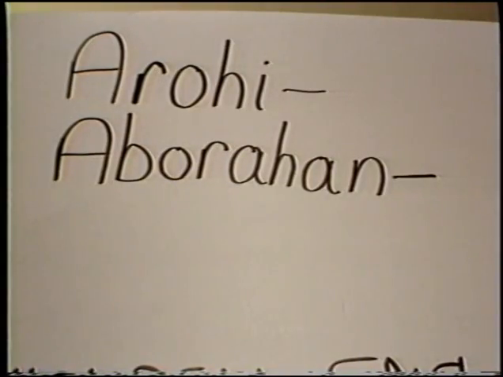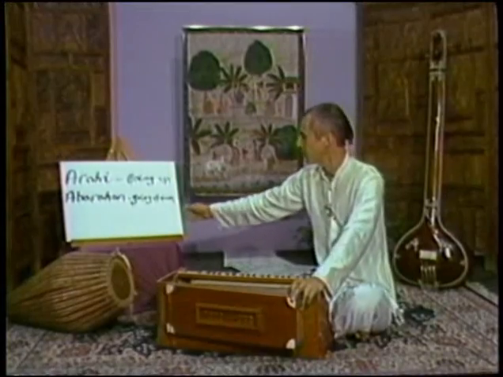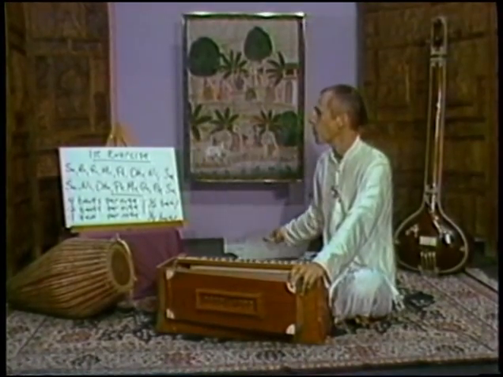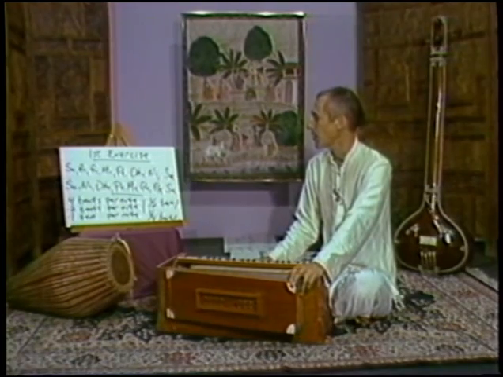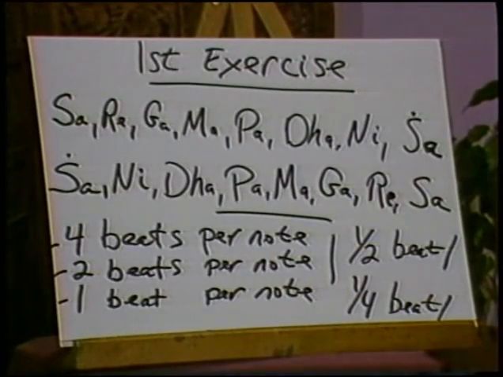When we're singing up this scale, this is called in Sanskrit arohi, singing up. And singing down the scale is called avarohan. Next, we're going to do our first exercise so that we will get practice playing the harmonium and singing the notes together. In the beginning, we'll sing sa re ga ma pa dha ni sa. But eventually, we'll be singing Hare Krishna, like that.